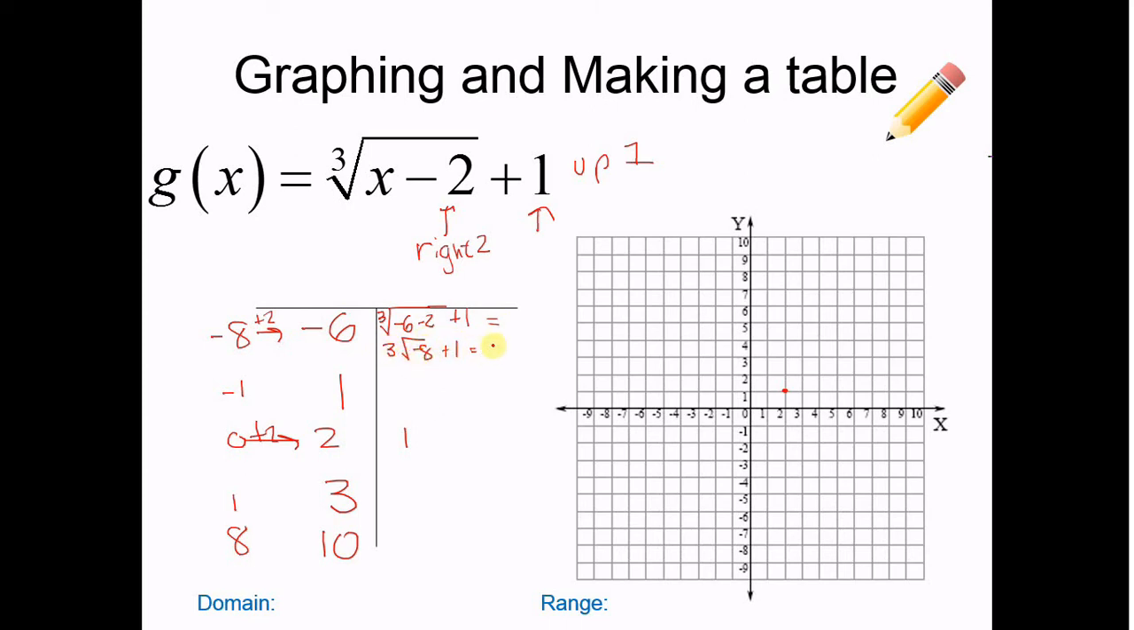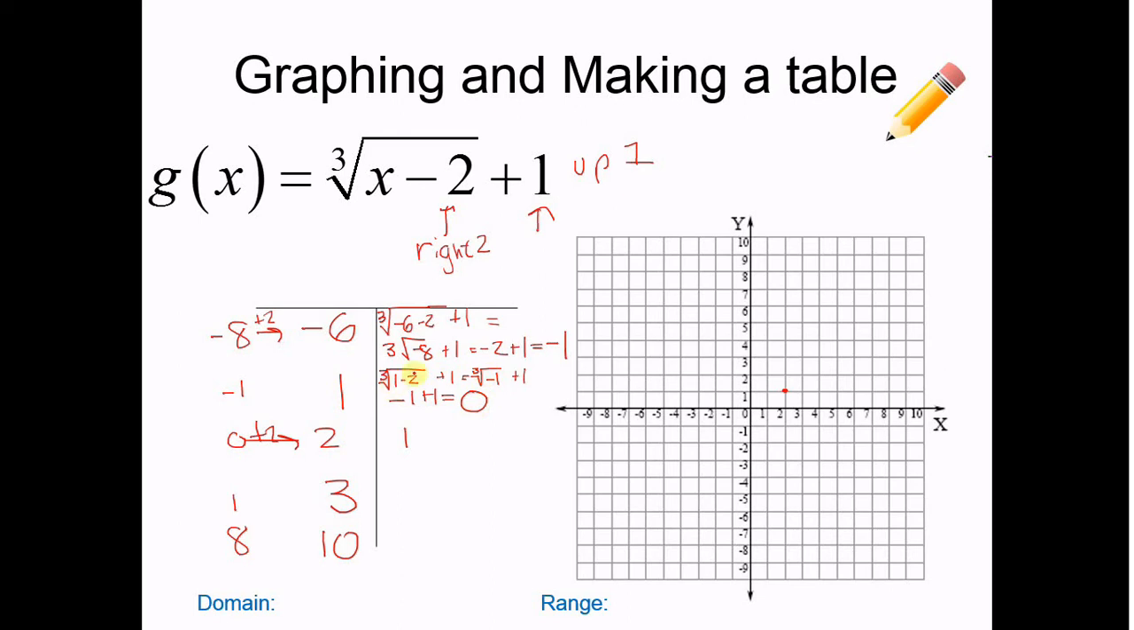Cube root of -8, well, that's just -2. So we're going to get a -1 for that one. Plugging in 1 here, well, cube root of 1 minus 2, that's negative 1. So I'm going to have cube root of negative 1 plus 1. Cube root of negative 1, well, that's just negative 1 plus 1. That actually is 0. So I have a point of 1, 0.